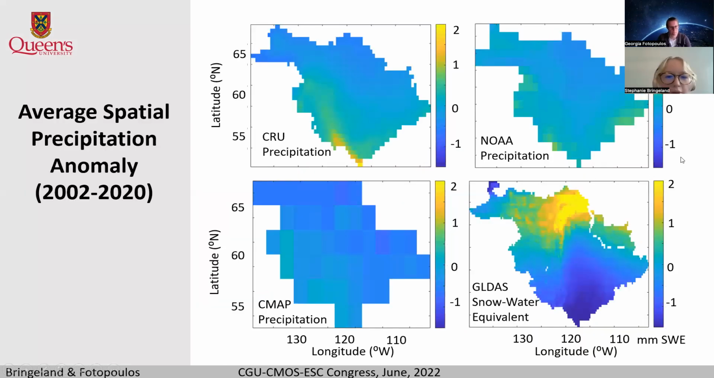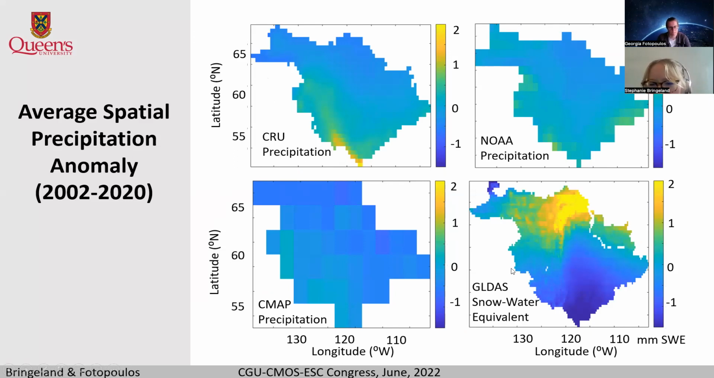We can do the same thing with precipitation and snow water equivalent data. So the CRU, NOAA, and CMAP precipitation records show a bit of a negative deviation in the northern zone, and positive deviation in the southwestern area. CMAP doesn't really show much of that at all, and all of the trends are very slight. This is in millimeters of surface water equivalent.